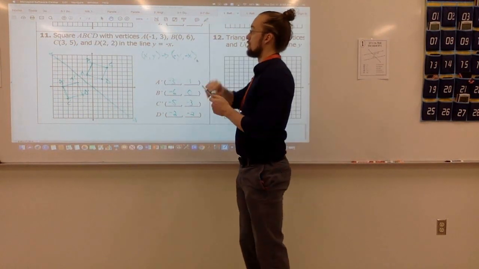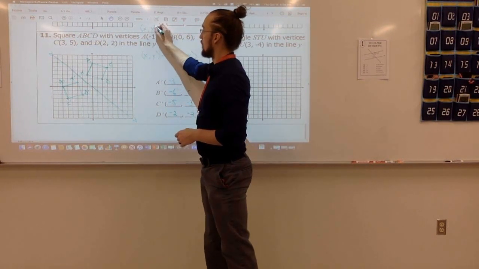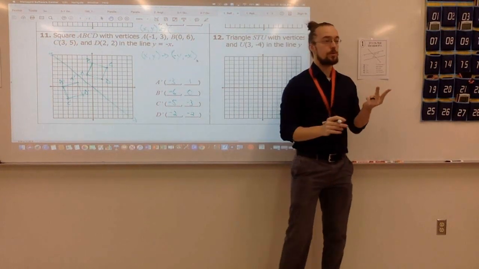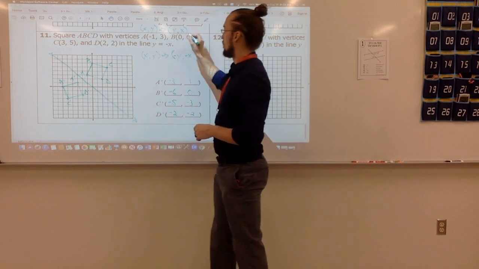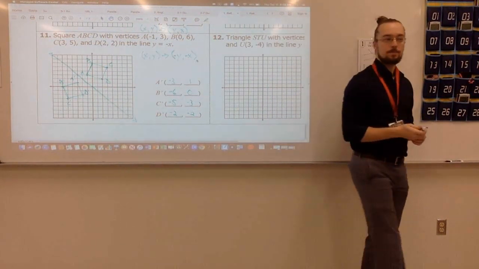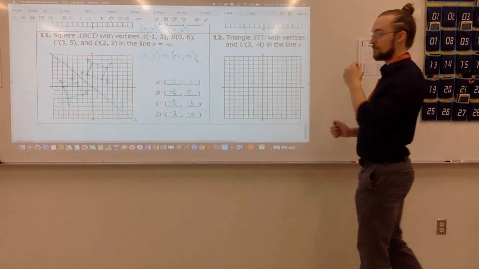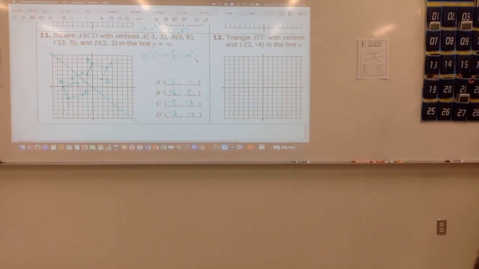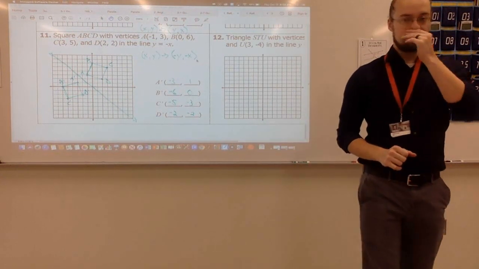So if I wanted to write this same rule back up here for y equals x, I would say I take my original coordinate, and all I do is switch the x and the y. Right? So (x, y) would go to (y, x). Questions on that? All right, go ahead and try number 12 then.